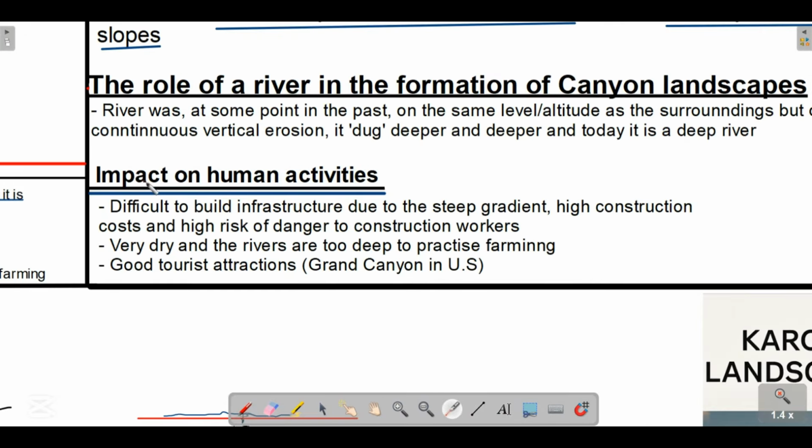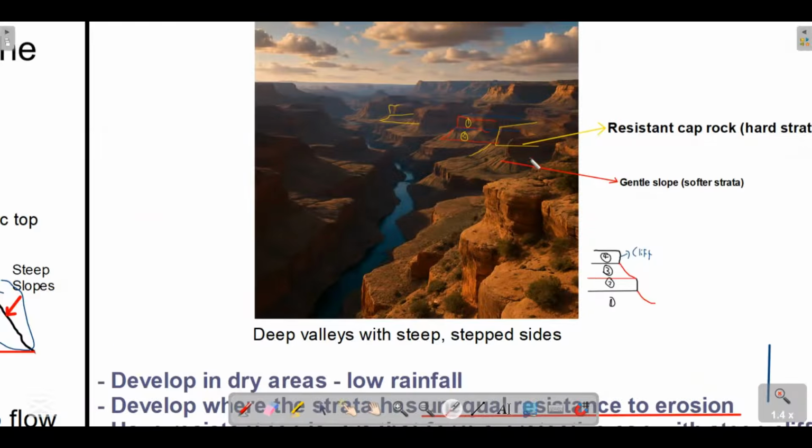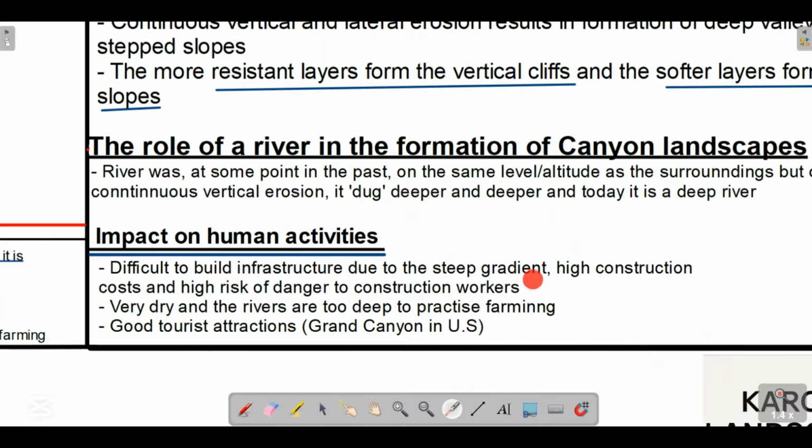Now, what impact do canyons have on human activities? Well, first of all, it's difficult to build infrastructure here. You cannot build any railway, you cannot build any road, you cannot build any infrastructure here because there's steep gradients. You cannot even have houses here. How can you settle here? It's dangerous to live here because of this steep gradient.